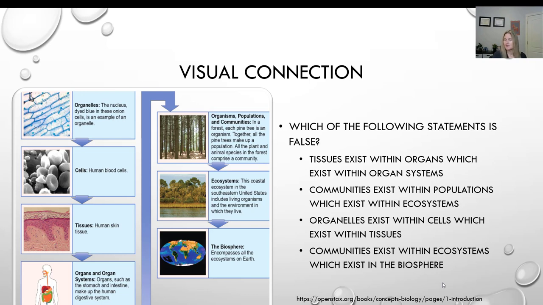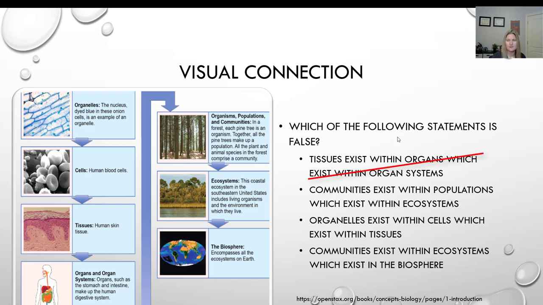So based on the information we've presented so far, let's see if we can answer this question. Which of the following statements is false? And this is a visual connection question, so I have over on the left that visual aid from the textbook. So it says here, tissues exist within organs, which exist within organ systems. So is that true or false? Do tissues exist within organs, which exist in organ systems? Yeah, that seems correct, right? So tissues are found in organs, and organs help make up organ systems. So this one is a true statement.